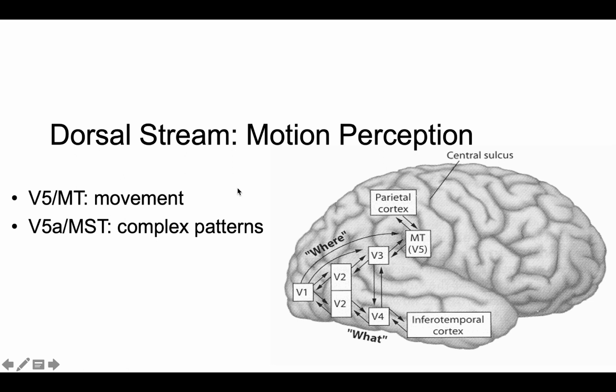The dorsal stream in the visual association cortex is most important for motion perception. And there are studies with humans showing that if you have damage to this part of the brain, you can have a problem called akinetopsia, inability to perceive movement. And that's caused by damage to area V5, which is also sometimes called MT.